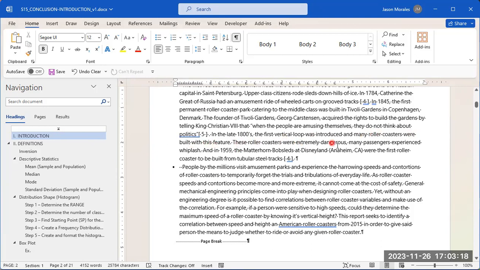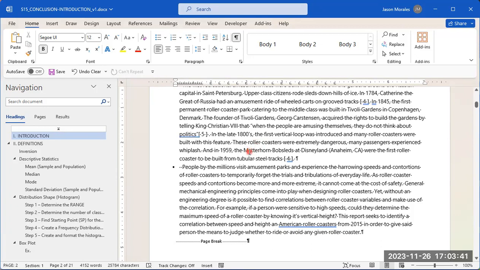These roller coasters were extremely dangerous. Many passengers experienced whiplash. So I thought that this was a relevant fact, because roller coasters can be harmful, they can be dangerous. So knowing something about roller coasters and how they're designed can help anybody maybe avoid an unpleasant experience on a roller coaster.